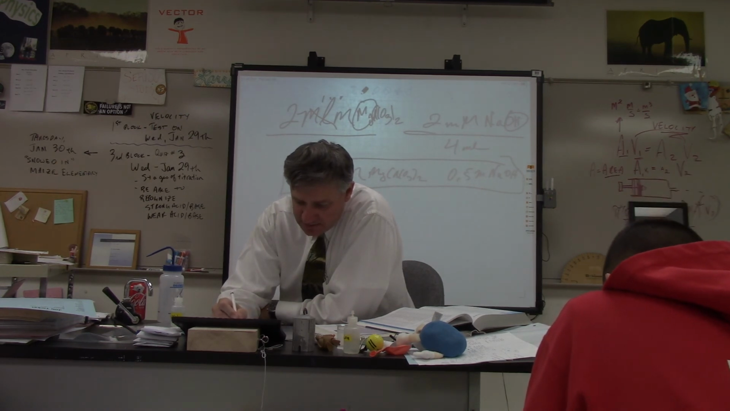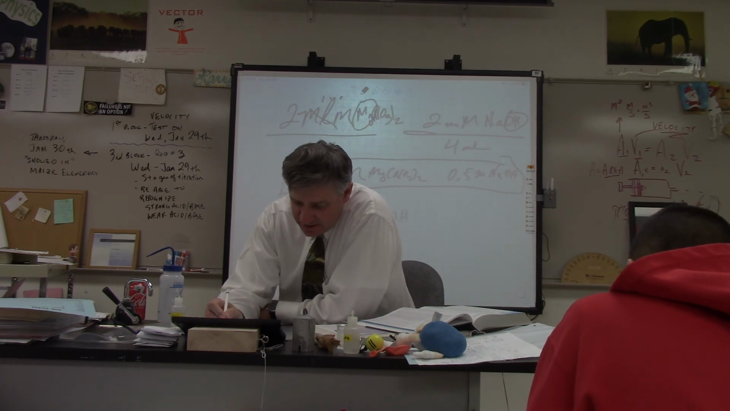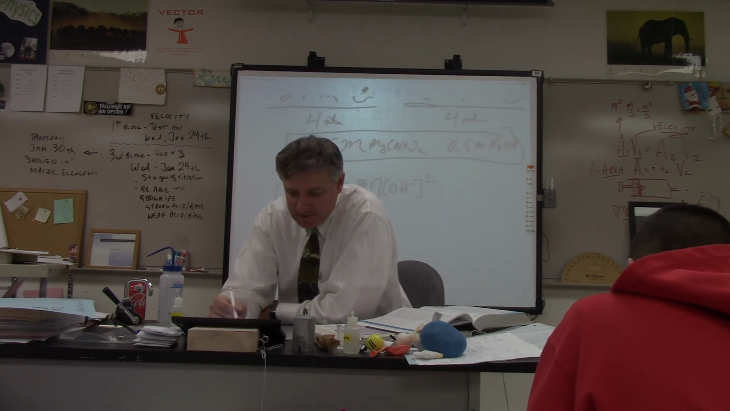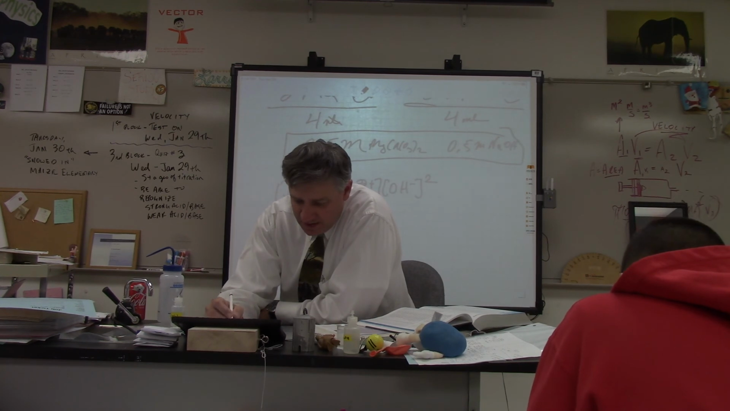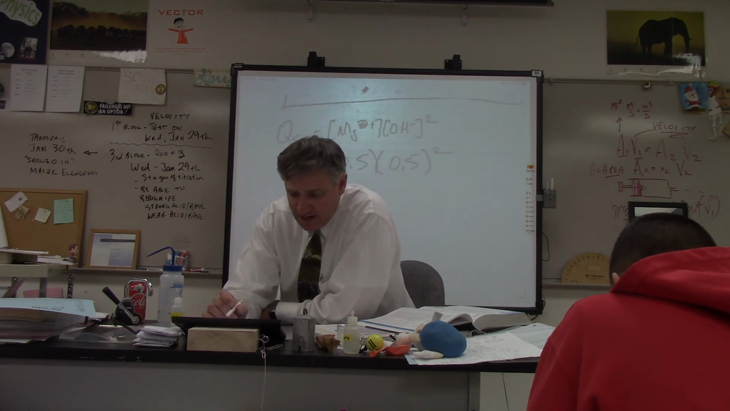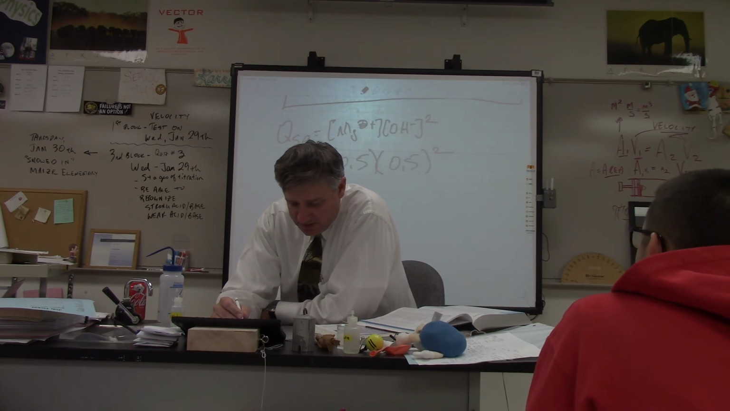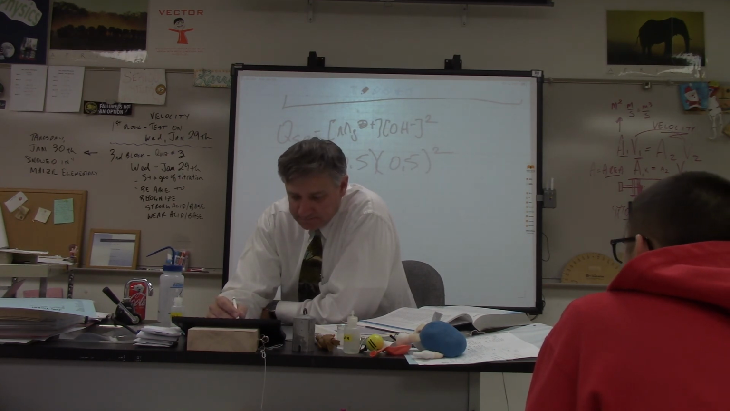Now, if I'm going to calculate my QSP, my QSP is going to be my magnesium ion concentration times my hydroxide ion concentration squared. So in this situation, I'm going to take 0.5, and then multiply that by 0.5 squared. So somebody take 0.5 squared times 0.5, or 0.5 cubed would be easier. 0.125.